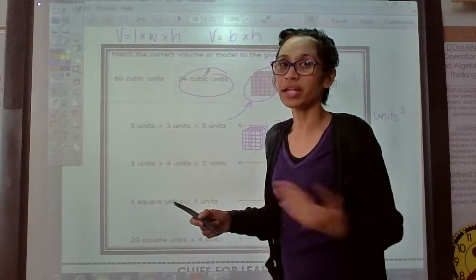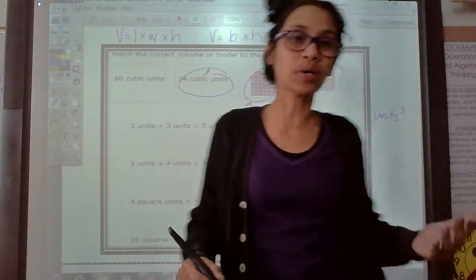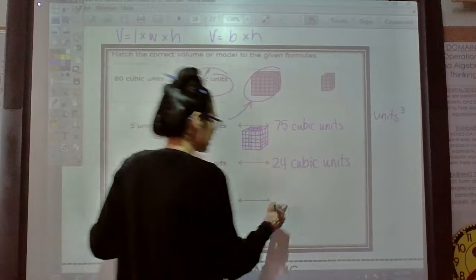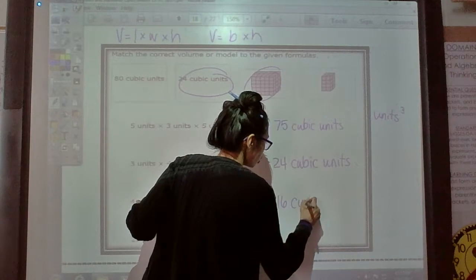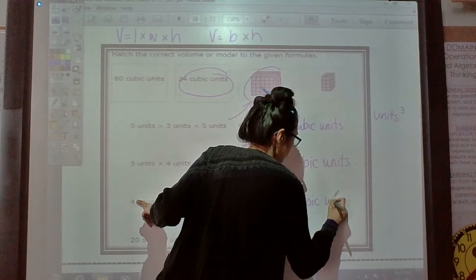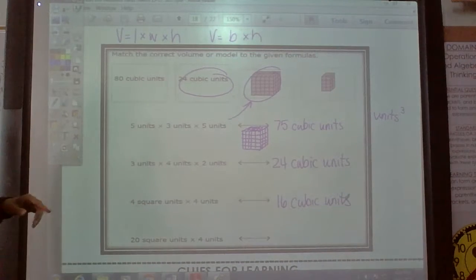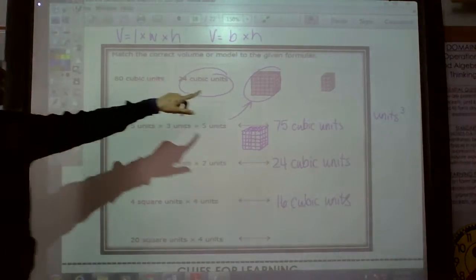Now, let's go ahead and multiply because I could just do that formula. Base times height. And 4 times 4 is what? 16 cubic units. Right there. And is that it? Oh no. Is this it?